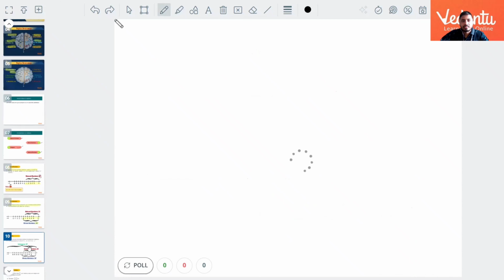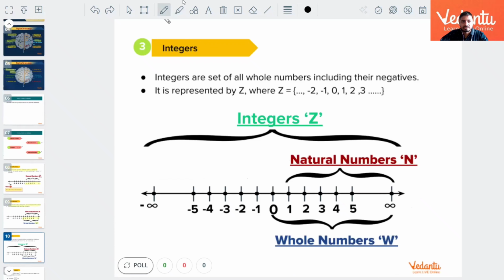The next one is integers. What are integers? These are the set of whole numbers including the negatives, meaning positive numbers, negative numbers, as well as zero are known as integers. Once again, negative numbers, positive numbers, as well as 0 are known as integers. And what is the symbol used to represent the integers? Z. We use capital Z to represent integers.